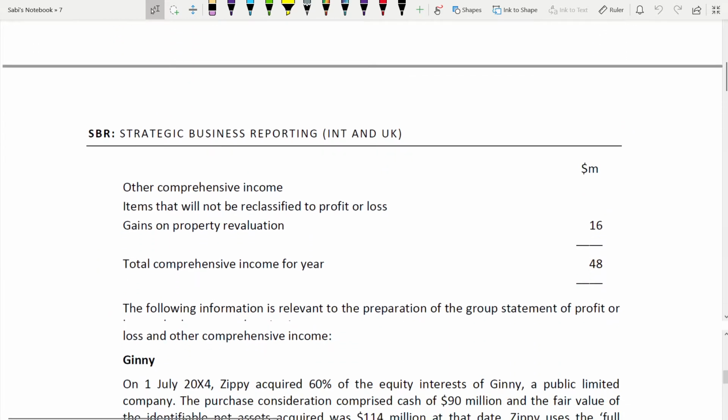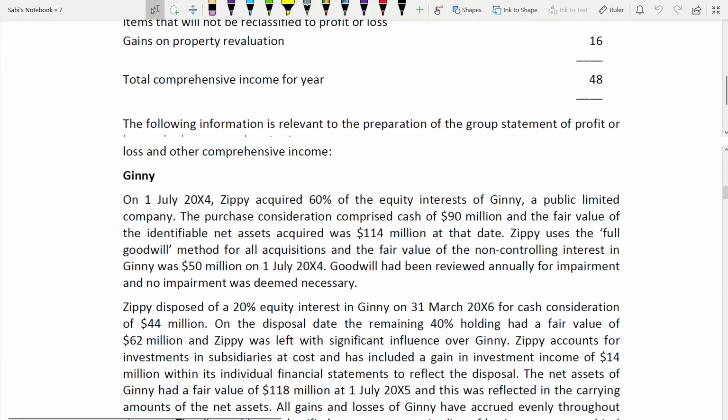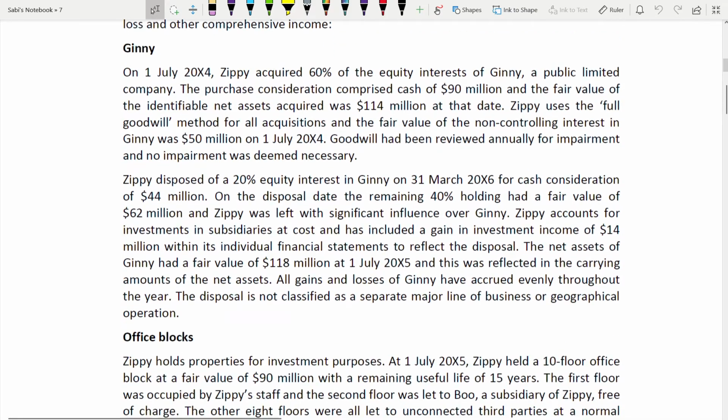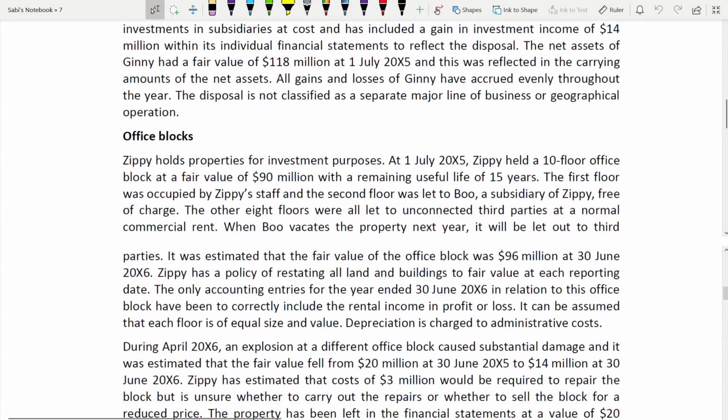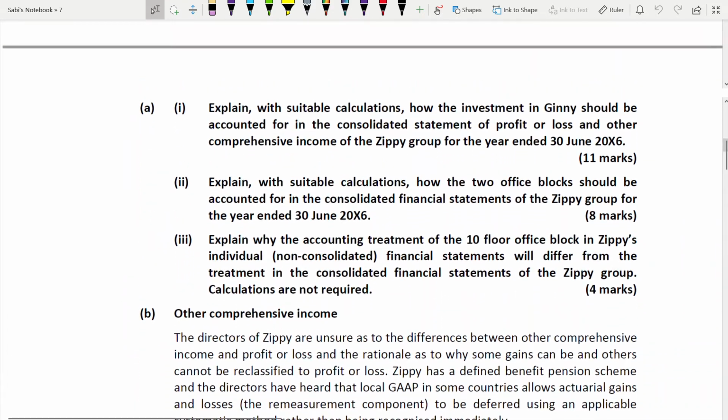As you can see, relating to Guinea, definitely Guinea is a subsidiary, and also office blocks. This might be the investment property. Now let us go to the requirements first. Explain with suitable calculations how the investment in Guinea should be accounted for in the consolidated statement of profit and loss and other comprehensive income for Zippy's group.